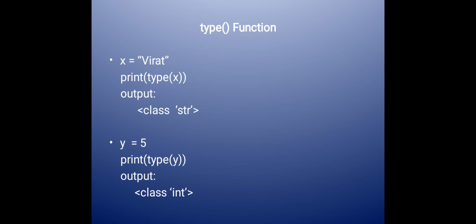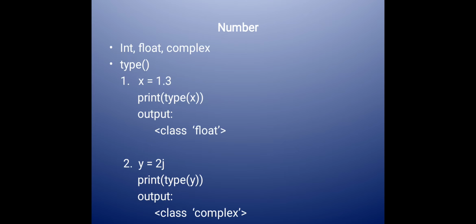In the second example, I have assigned a value 5 to a variable called y. And while printing print of type of y, the output will be int. So instead of 5, you can give any float values like 5.0. Then the output will be float. Then we can go with the data structures of Python.